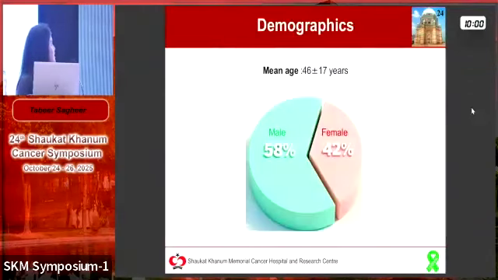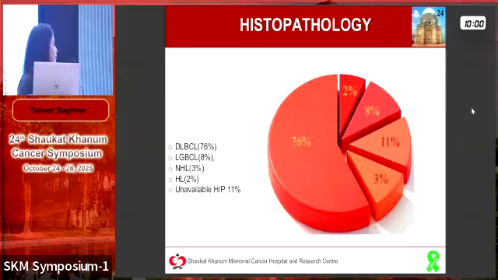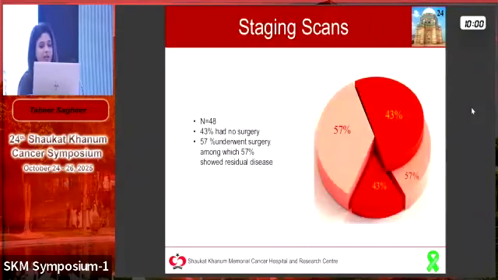Coming to the results, mean age of patients was 46 years, with most of the population being male and 42% females. Coming to the histopathology, as I described earlier as well, the most common presenting is DLBCL, and in my study it was the case as well, with 76% DLBCL, and the least of all was Hodgkin lymphoma with 2%. The rest of them is displayed in the pie chart.